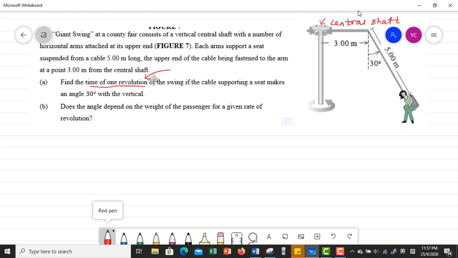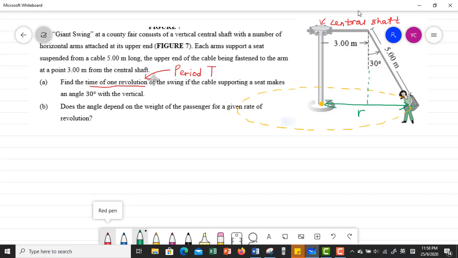The time for one revolution is referred to as the period T, which we can relate to omega. In order to solve the question, we know that these passengers are going to perform uniform circular motion, whereby this is the center of our circle. So I extend this line, and this will be the radius. This is the radius of the circle.